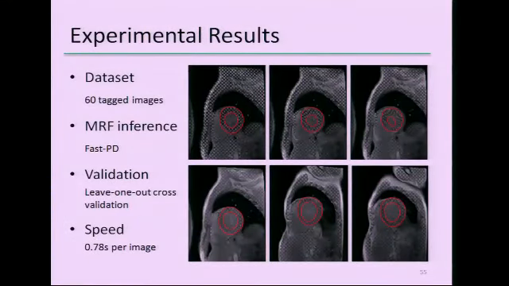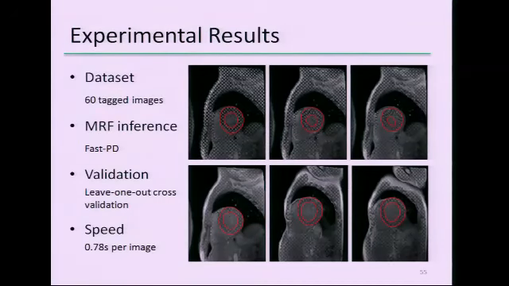We have used tag imaging because it's more challenging than conventional images, because you have some texture. We used 60 images with leave-one-out cross validation. That means that we learn using 59 and then you test on the 60th, and you keep iterating to do that 60 times.